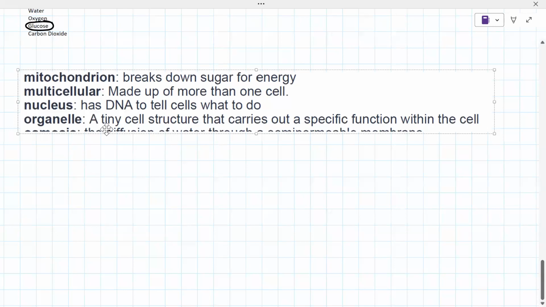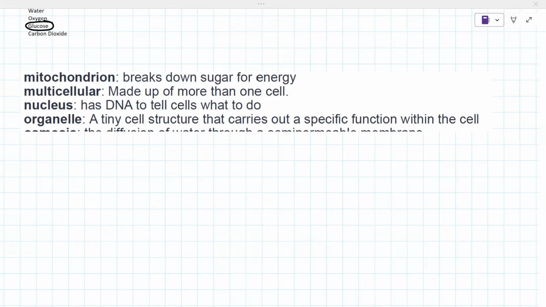That's right. The nucleus is the next word to look at. That's where the DNA is contained. It tells the cell what to do. You can think of the nucleus kind of like the brain center of it. The organelle. The organelle is a tiny cell structure that carries out a specific function within the cell. So these are all like definitions, right? These are all like things to somehow have memorized, right?